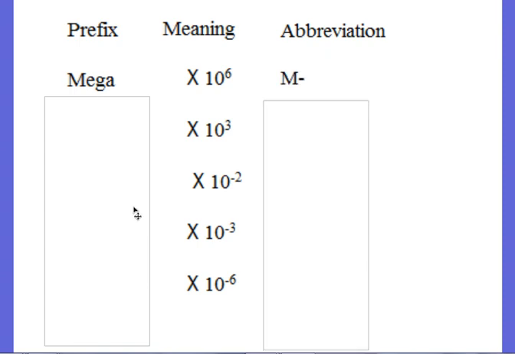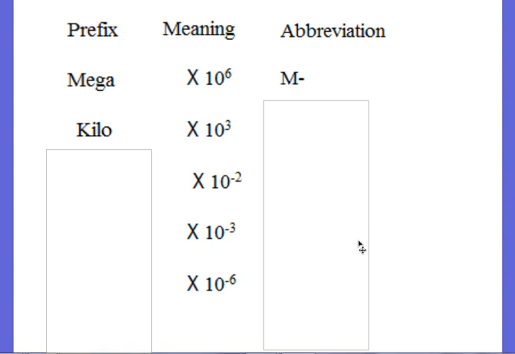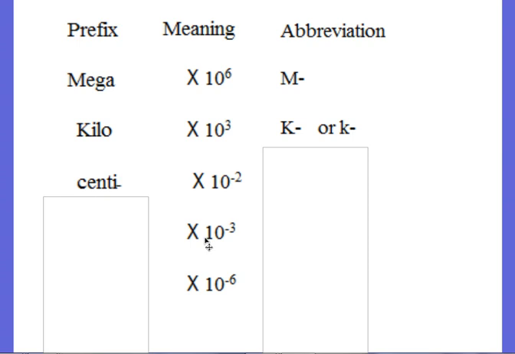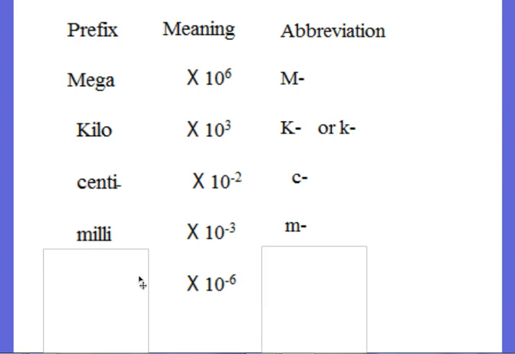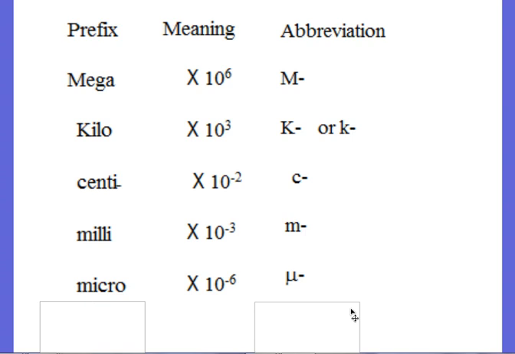Capital M times 10 to the 3rd is kilo. Capital K or a lowercase k. 10 to the minus 2 is centi, lowercase c. 10 to the minus 3 is milli, lowercase m. 10 to the minus 6 is micro, and I've run out of m's. So we go to the Greek alphabet and we make a mu. A lot of you need to practice your penmanship. A mu has a long tail out front, and then you make the letter U.